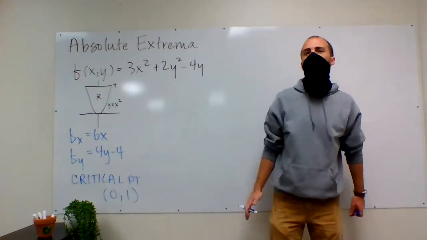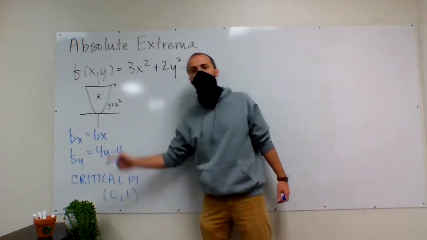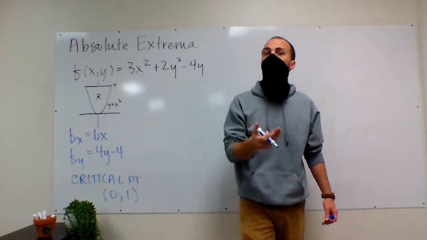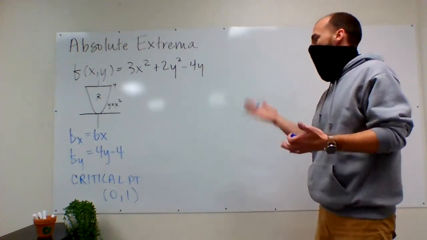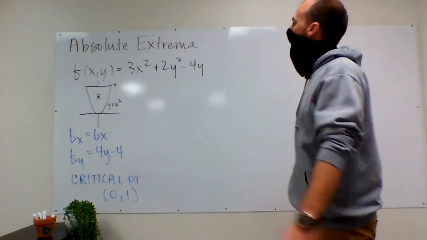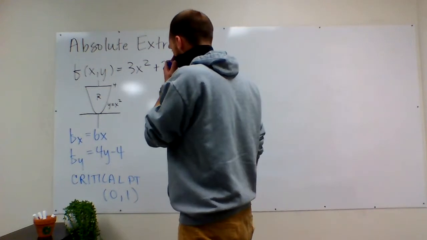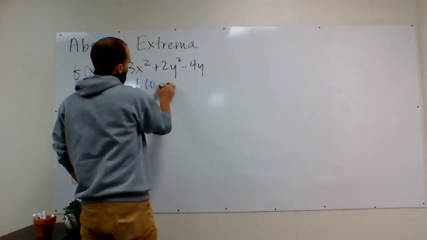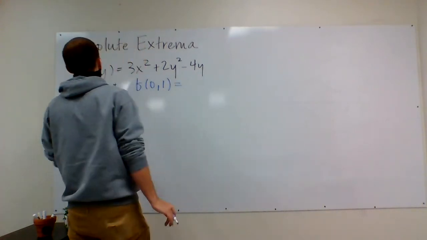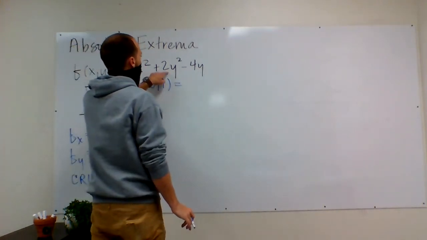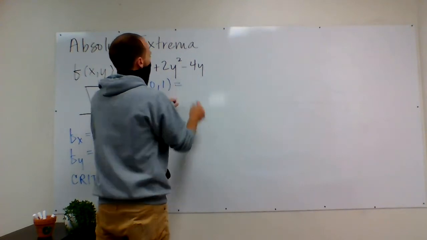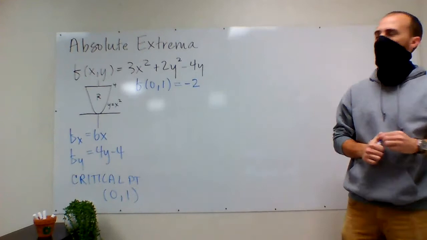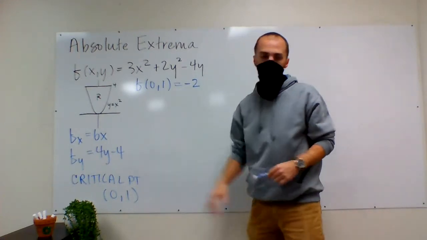I'm just going to run it. It would be faster for me to run 0, 1 through this function than it would to run the whole second partial analysis, especially when I'm interested in finding the maximum and the minimum anyway. So I'm going to say, well, f of 0, 1 is going to be equal to 0, 2 minus 4, which is negative 2. Okay, and so I'll have that in my list of candidates right there.